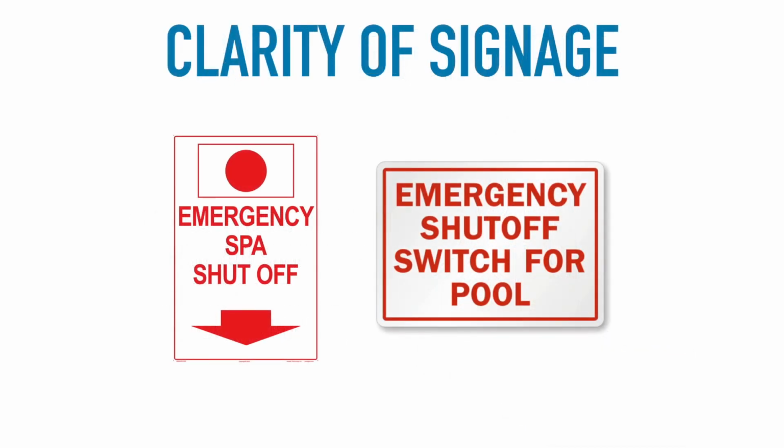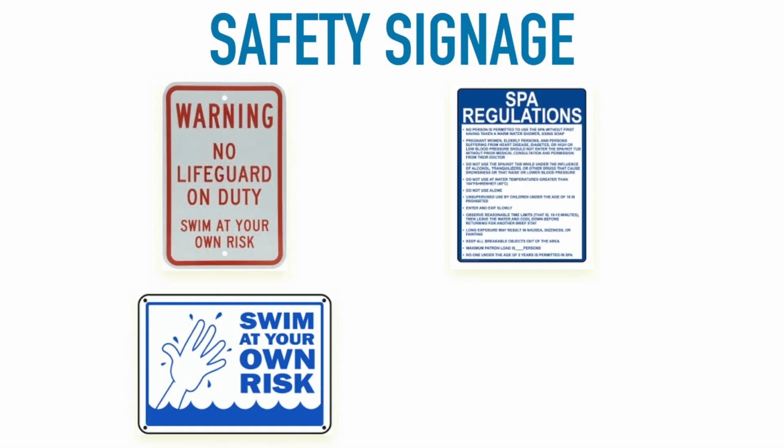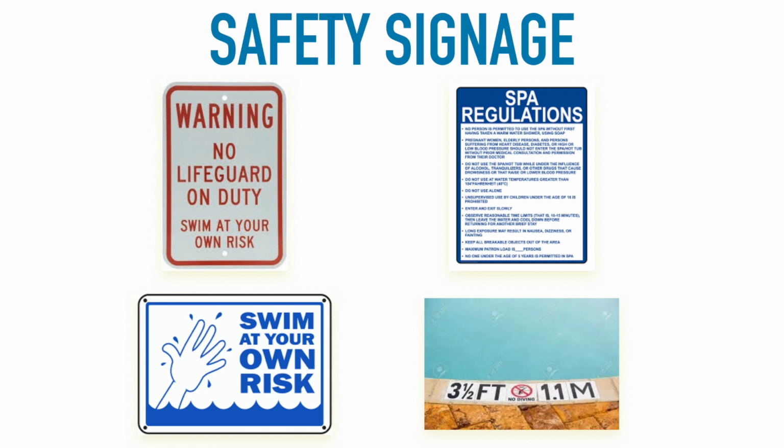When you've got those emergency shutoff switches, make sure you've got signs above them that let everybody know what that big red button does. It will mitigate accidental pushing, and in an emergency situation, it will be so bright and so loud that people will know exactly where to go to shut off those facilities. Now, with our safety signage, make sure that it's up and it's visible. If you don't have lifeguards, people need to know about it.